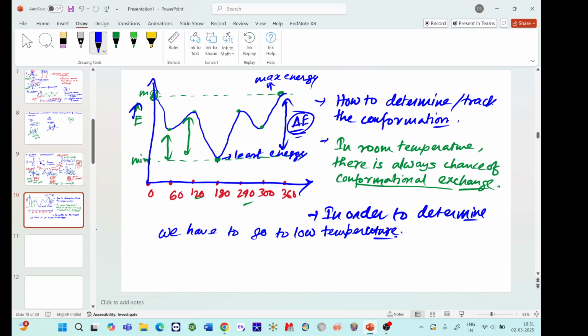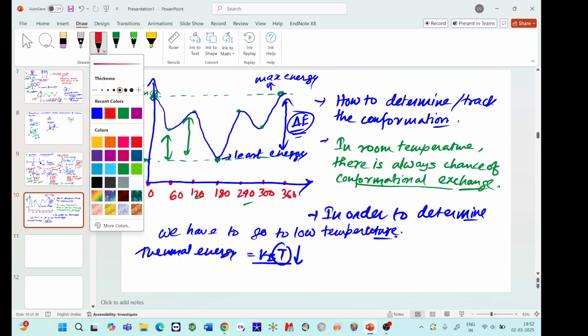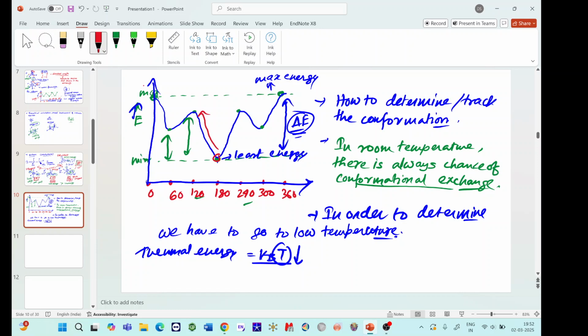Boltzmann distribution. So you have a thermal energy that is kBT. kB is your Boltzmann constant, right? So if you decrease the temperature, your overall energy will go down. So your molecule will not have enough energy to go from this state to the higher energy state. It will not have enough energy. So you can freeze this state, and you can get information.